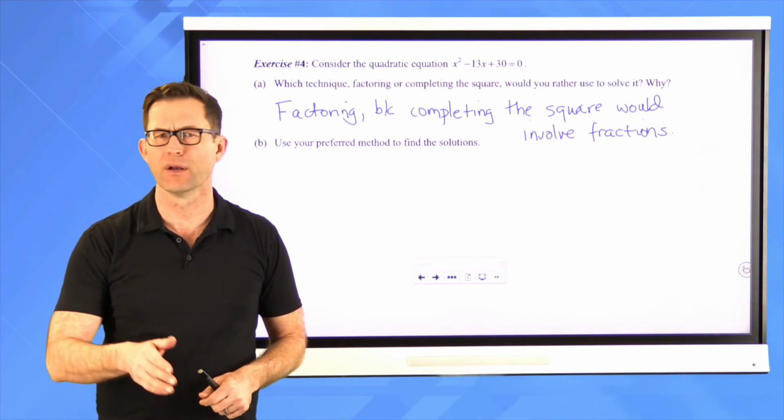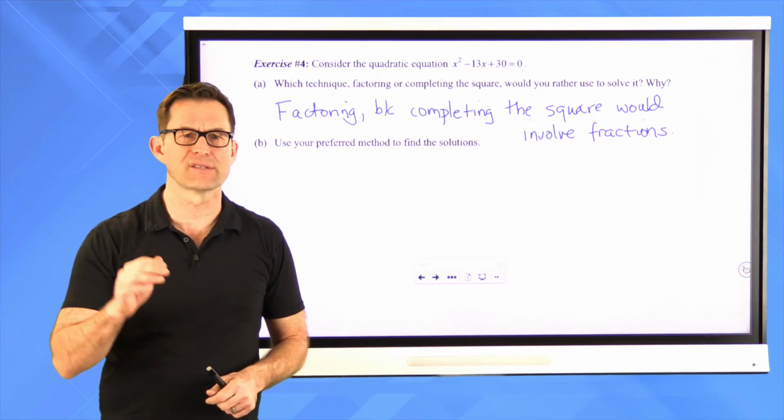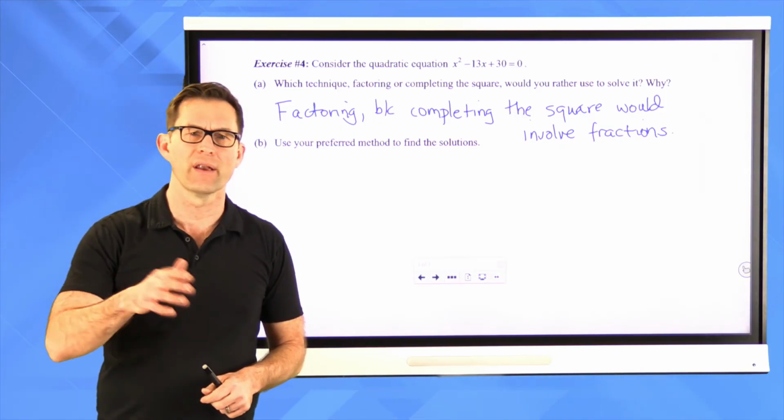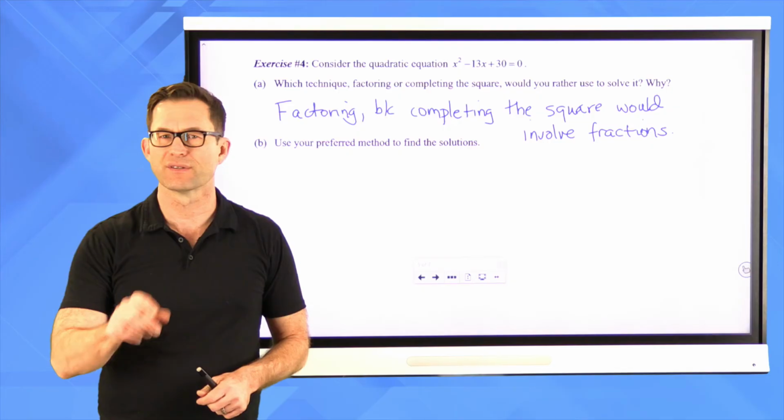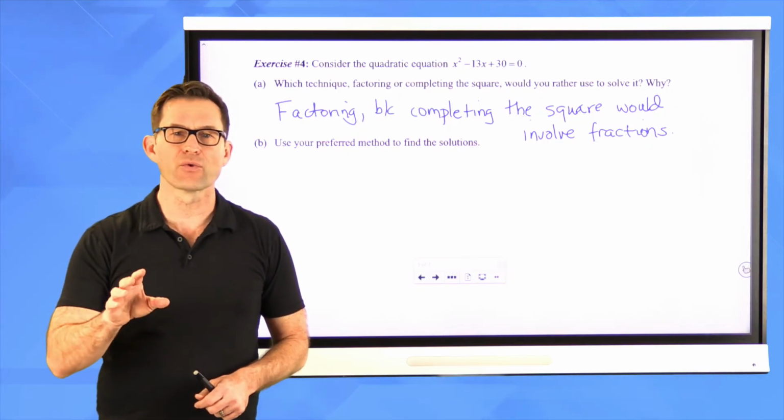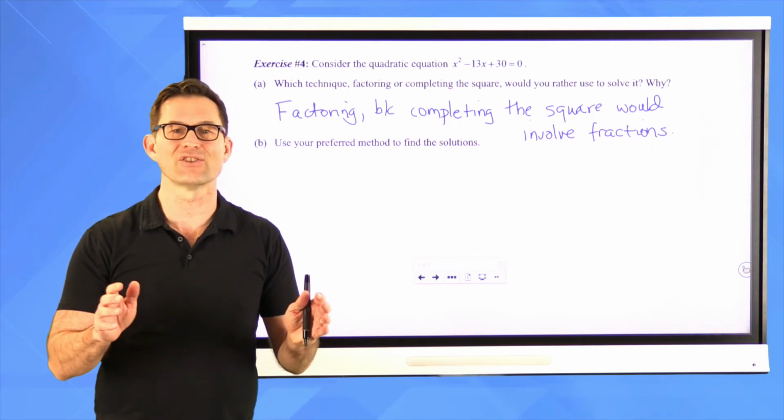It's step 1, move the constant to the other side. Step 2, divide b by 2, square it and add it to both sides, etc., etc. It's like dot, dot, dot, dot, dot. Whereas factoring might be more, I gotta guess, I gotta check, etc.